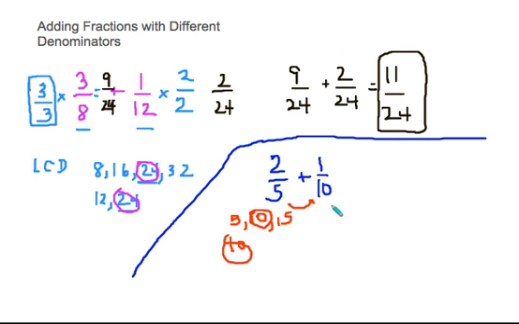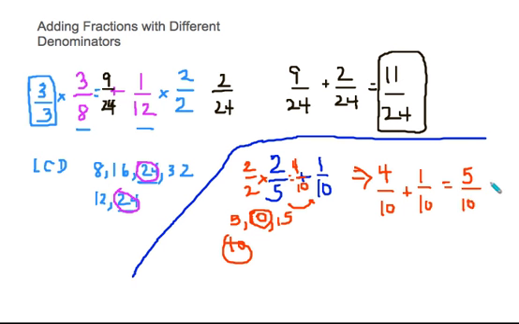So you won't need to change the 10. You'll only need to change this 5. And 5 times what will give you 10? 5 times 2 will give you 10, so you multiply by 2 over 2. So you get 4/10 in that case. And what you really have is 4/10 plus 1/10, which equals 5/10. And if you were to reduce, you would get 1/2 as your final answer.